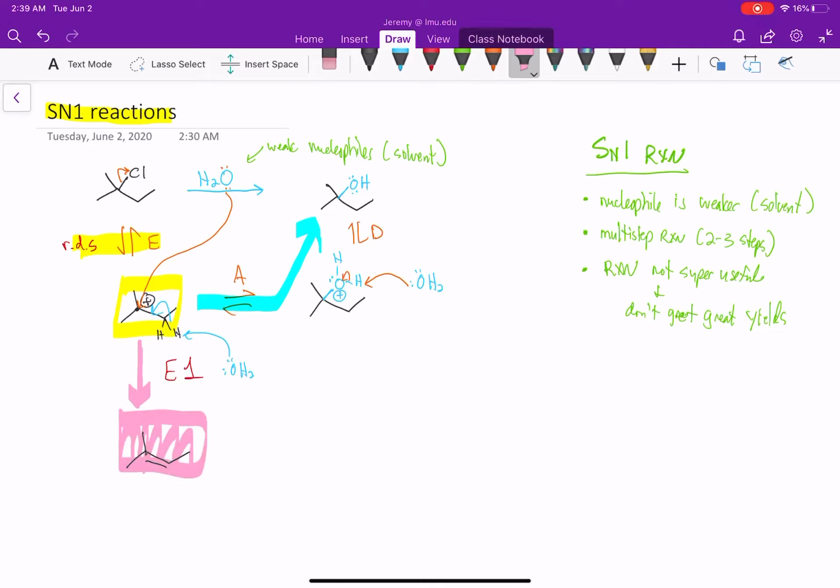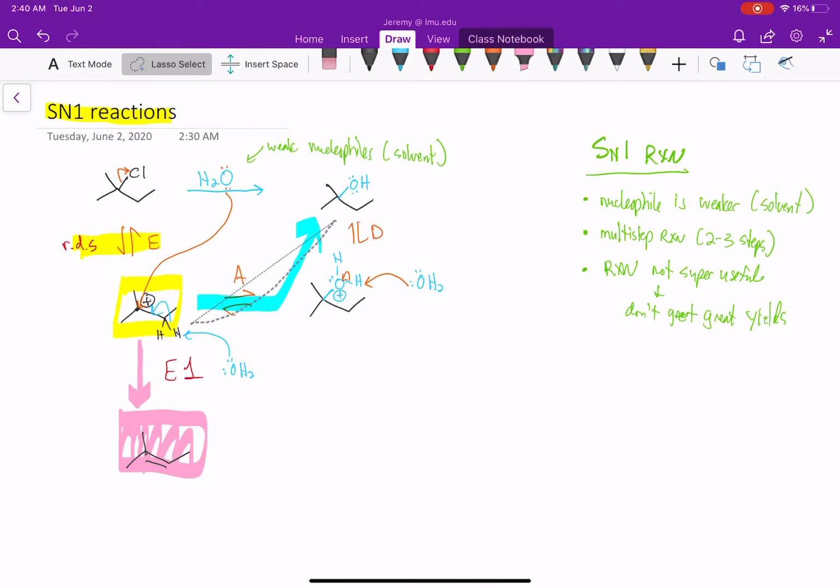So what you'll see here is that there's really two pathways. We have our blue pathway to get the SN1 product, but we can also do an E1 pathway to get our E1 product. So there's two different ways we can go, which means you're not going to get just one product. You're going to get a mixture of products, which means this isn't a great reaction. And the key here is in our rate determining step.